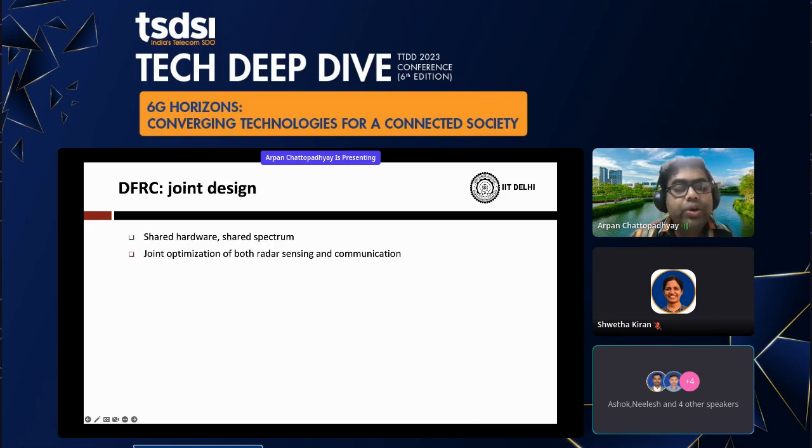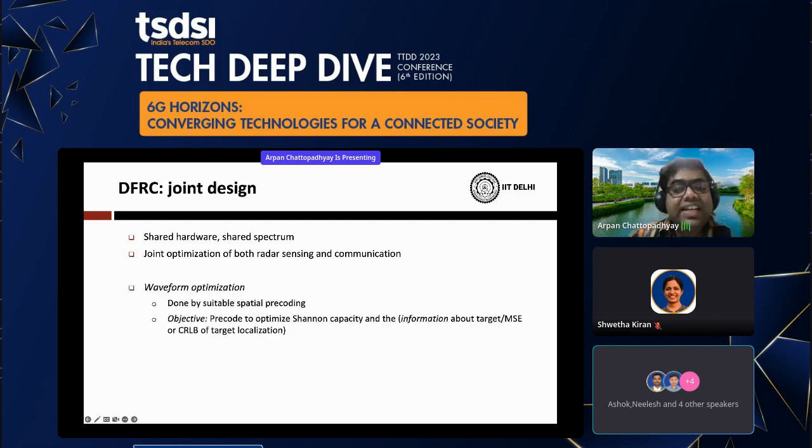But what we are going to talk about is joint design, where, I would repeat, there will be shared hardware between the communication and sensing units. They will operate at the same frequency. The key challenge here is waveform design. This waveform design is done by suitable spatial precoding at the transmitter. And the objective here is to jointly optimize the communication performance and the radar performance.